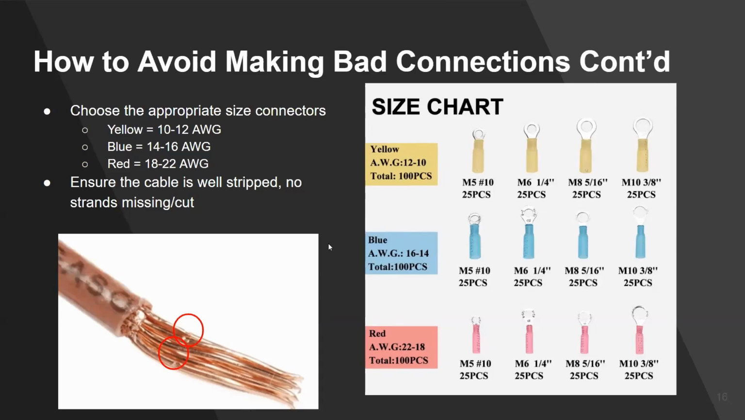And then make sure that your cable is well stripped and that there's no strands that are missing or cut. So if you can see over here, like half the strands have been cut through. So your wire, instead of being something like a 10 gauge, is now going to be a 12. So it's a little bit smaller than what you would originally have planned on it being.